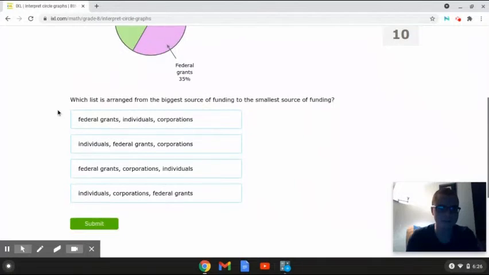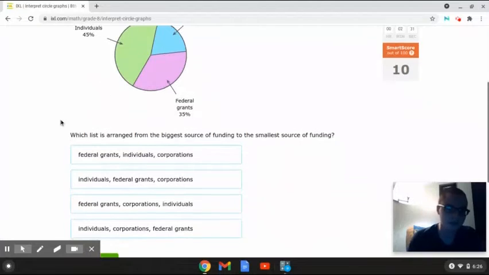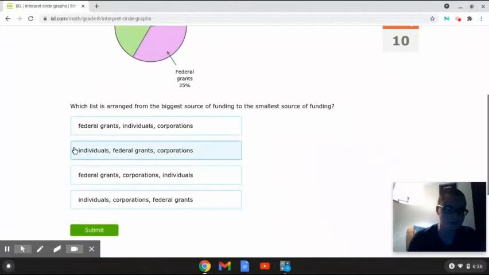And this question right here is asking, which list is arranged from the biggest source of funding to the smallest source of funding? Okay, so if we look back up here at the circle graph, it looks like individuals take up a big majority of this circle graph, which is 45%. So it has to be either answer choice 2 or answer choice 4. It can't be answer choices 1 or 3.